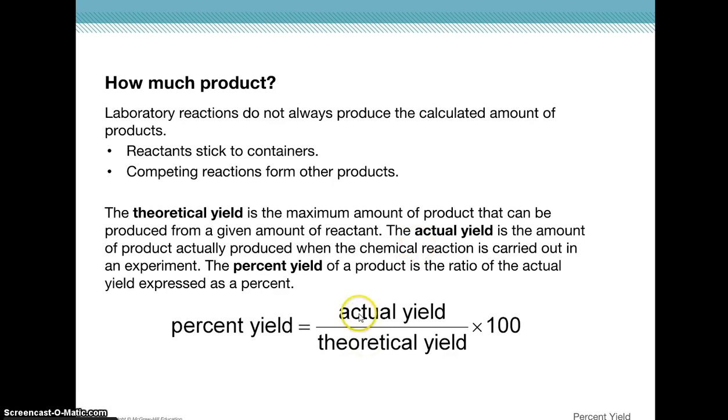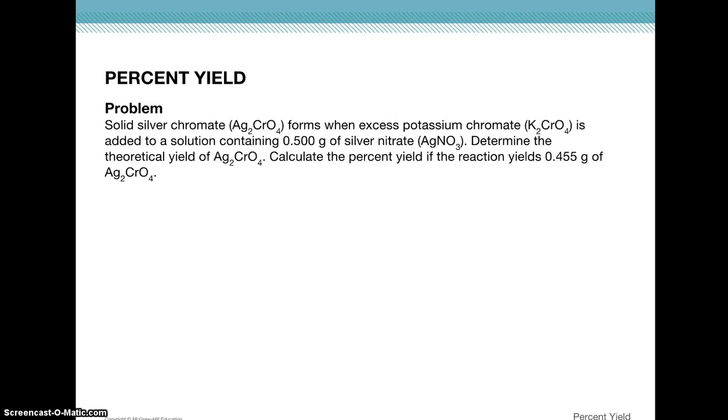So when we do labs where we're creating products and we're measuring how much did we make, we're going to be calculating the percent yield rather than the percent error. When you're finding percent error, you're comparing something to an accepted value. When you're finding percent yield, you're comparing something to the theoretical yield of whatever that product happens to be. Okay, so let's do an example.